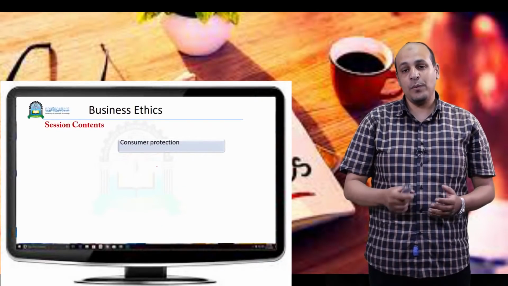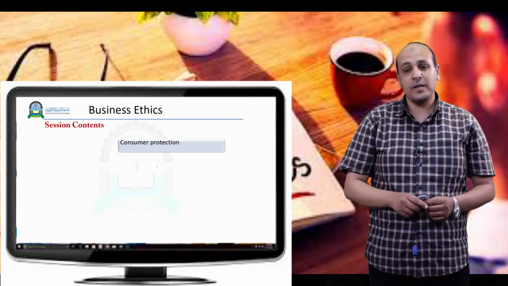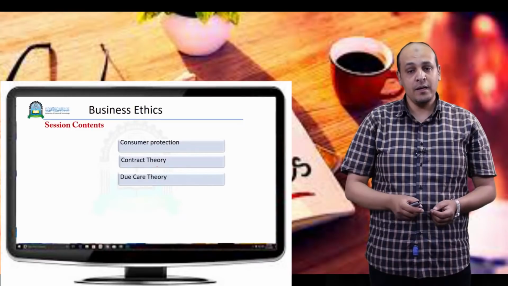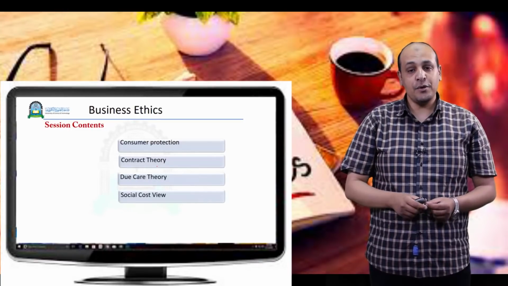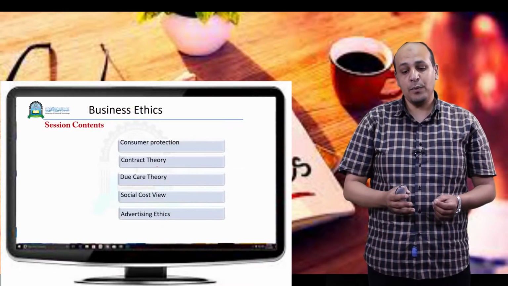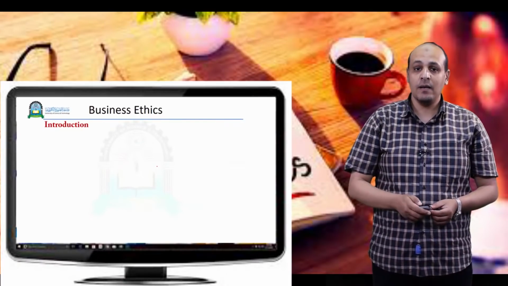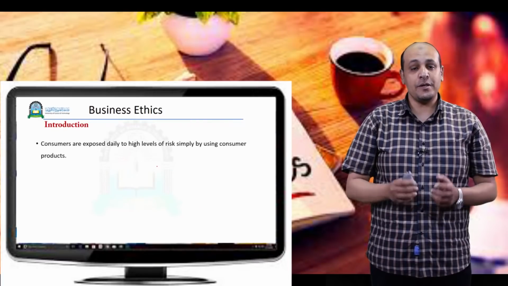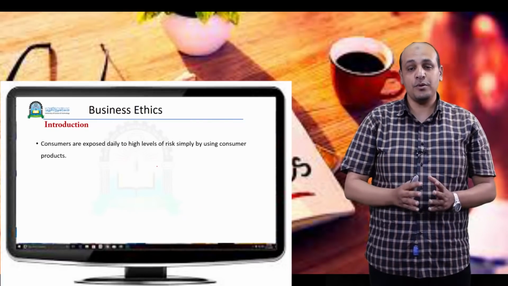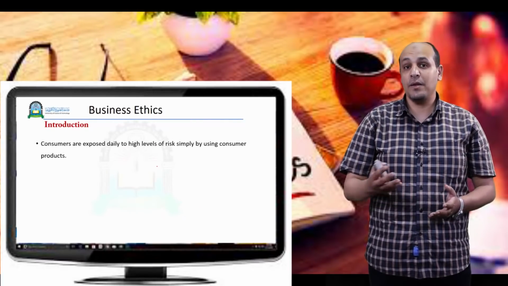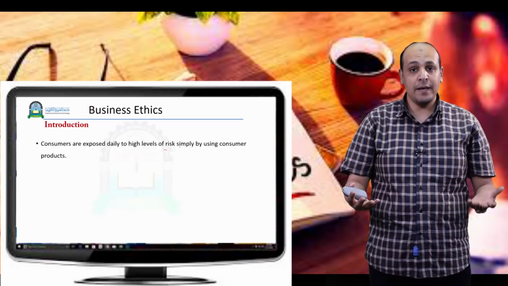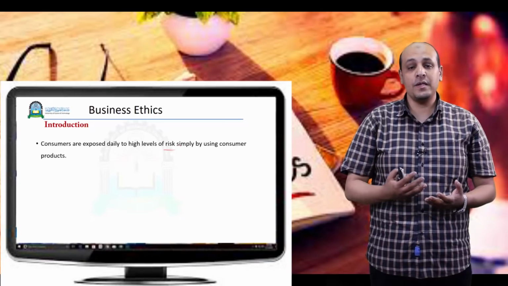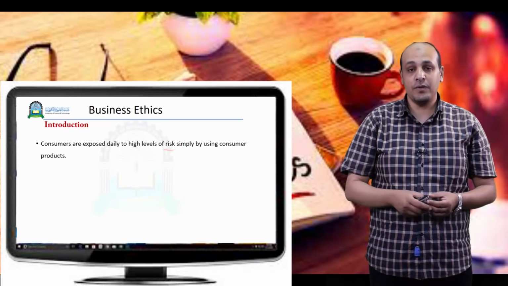So by that, we will cover the following points. The first one is consumer protection, and we will talk about the contract theory, due care theory, social cost theory, and we will talk about advertising ethics. Now we know that consumers today are actually exposed to different kinds of risks simply by the use of these products and sometimes services. So that is why there have been a lot of theories developed to tackle the issue of consumer protection.